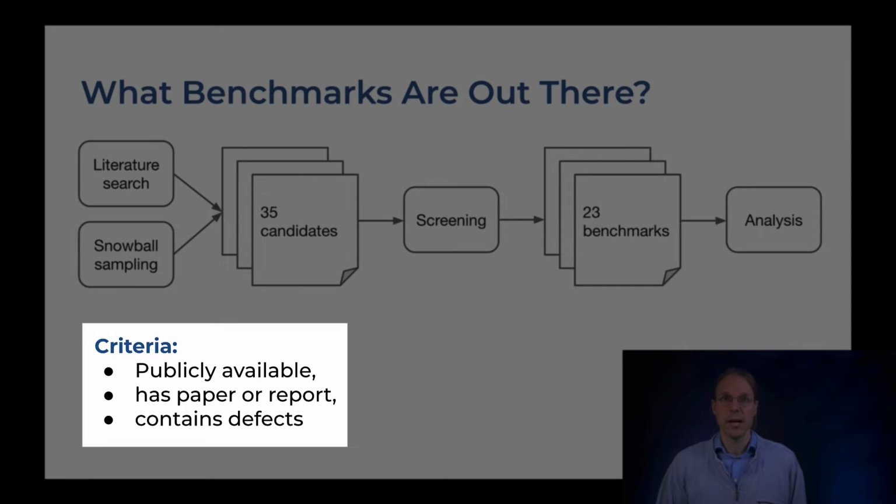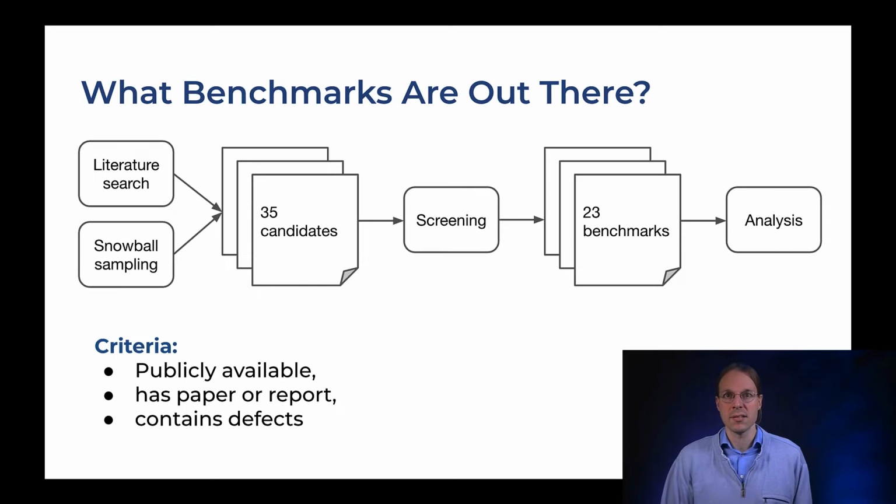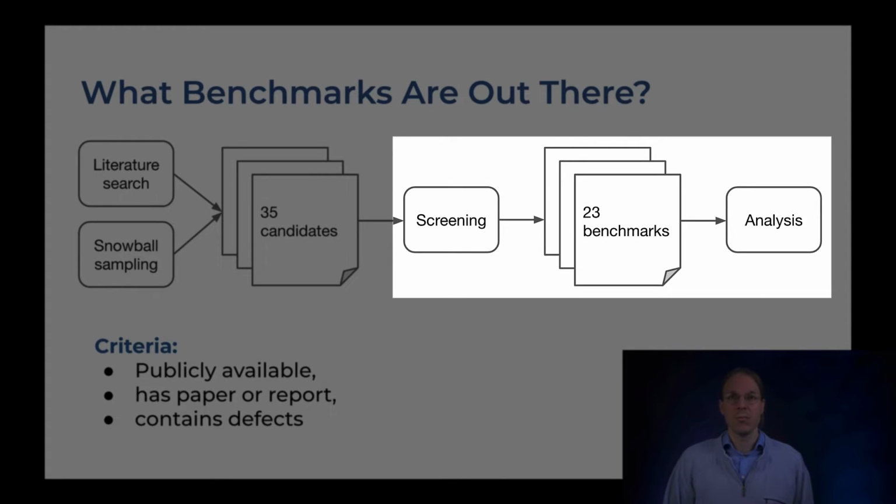Second, the benchmark had to have a certain level of documentation, such as a paper or a report. And third, it had to contain defects, because we wanted to look at benchmarks for test case generation. And in testing, we don't only want coverage, but also we want to know how well a certain approach can actually find defects. After using these 3 criteria as an additional filter, we arrived at the final collection of 23 benchmarks, on which we performed our analysis.